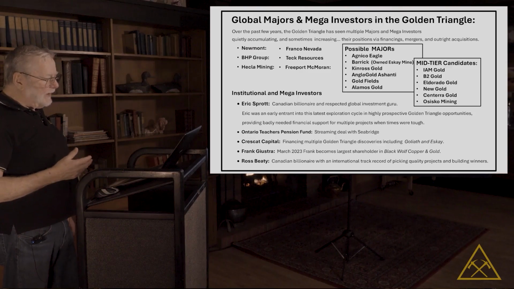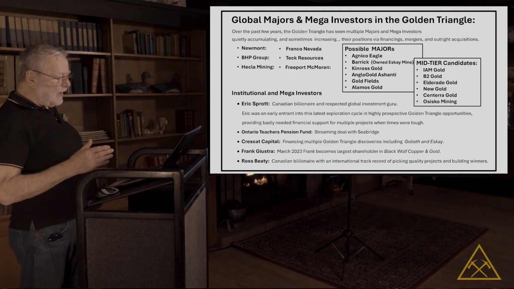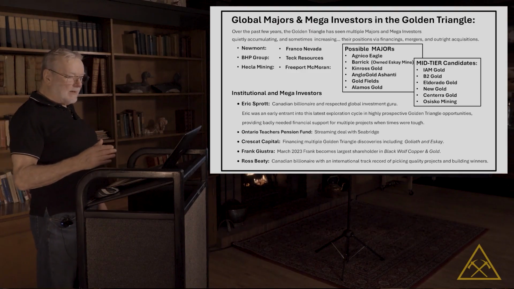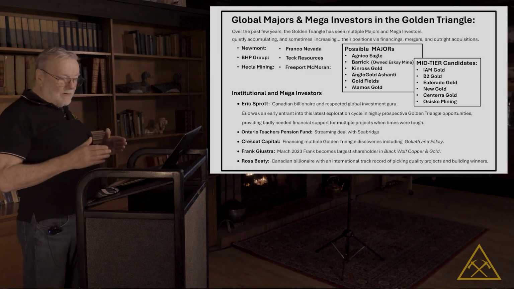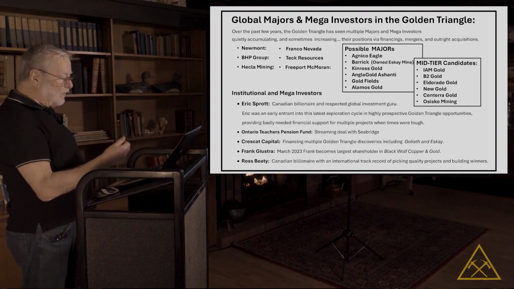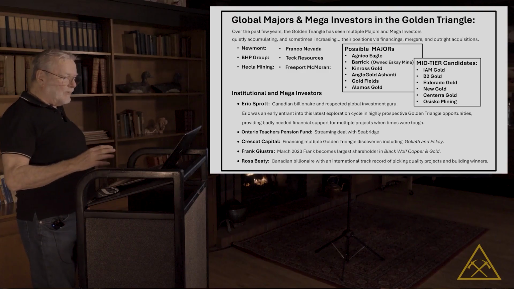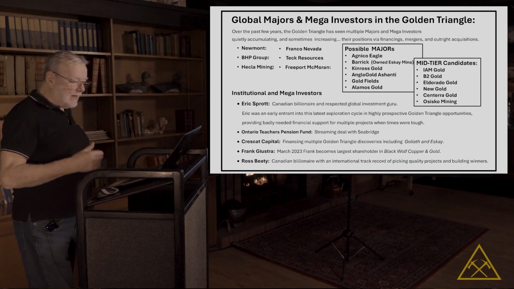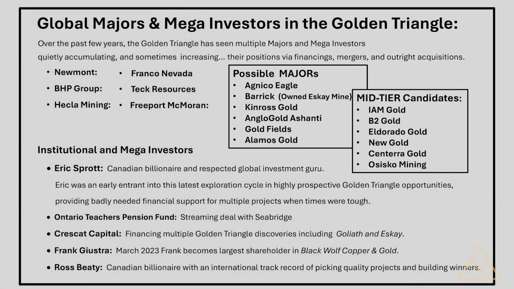So maybe we'll see I Am Gold in there, or BT Gold, or Eldorado, or a New Gold, or Cantera, or a Cisco. Now, they might be able to do it on their own, or maybe 2 or 3 of them band together and take over some of the bigger projects in the Golden Triangle. So there's just all kinds of various opportunities, and definitely something's going to happen with gold and silver getting to the prices they're at. There's institutional investors, mega investors.